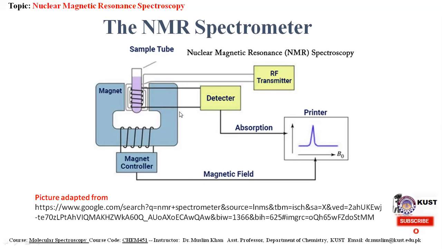So basically, in an NMR spectrometer, we are measuring how much radio frequency radiation is absorbed by these nuclei. So this spectrum gives us information showing the amount of energy absorbed by the sample, by the analyte. This picture is adopted from Google, and the address is given.